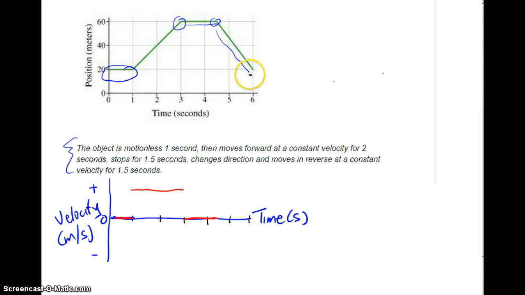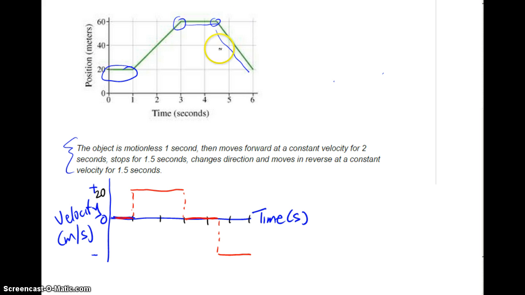In this last portion here, I'm actually at a negative velocity. And I could actually give these values. Let's take a look at the velocity here. I went 40 meters in 2 seconds. Notice the change in the position divided by the change in time. I went 40 meters in 2 seconds, so I'm at 20 meters per second. Got my units listed here.